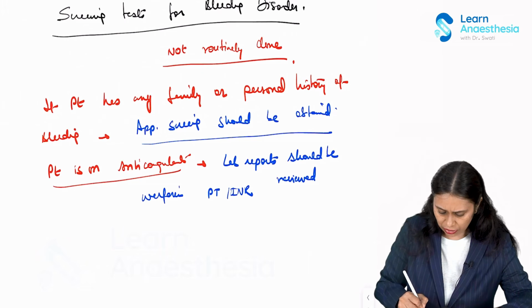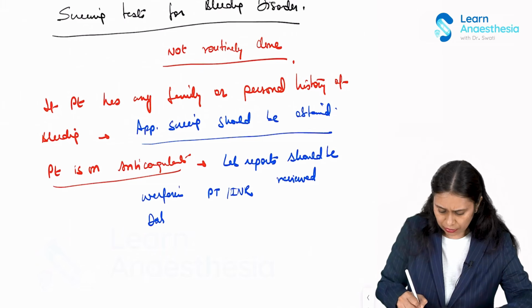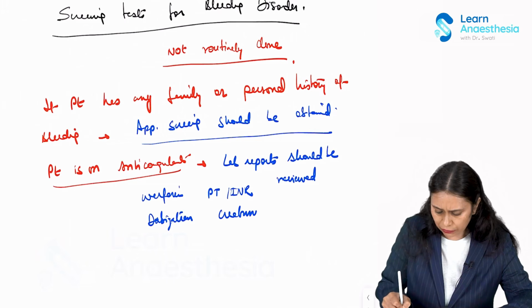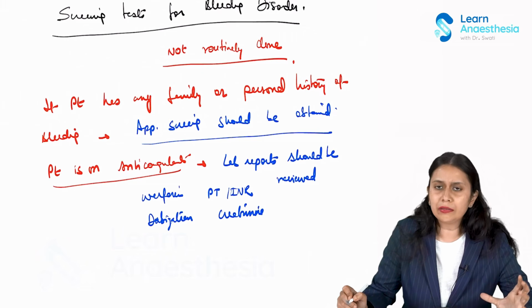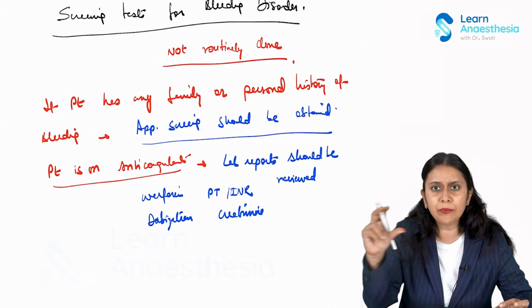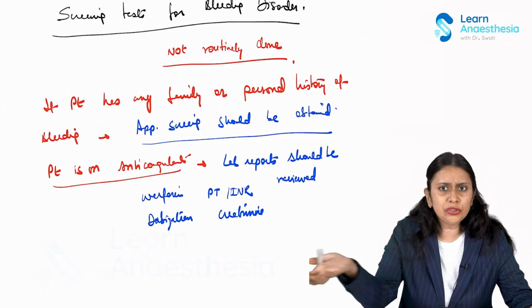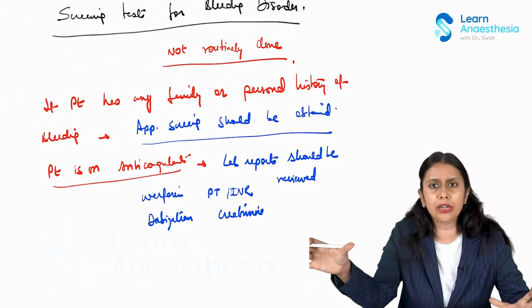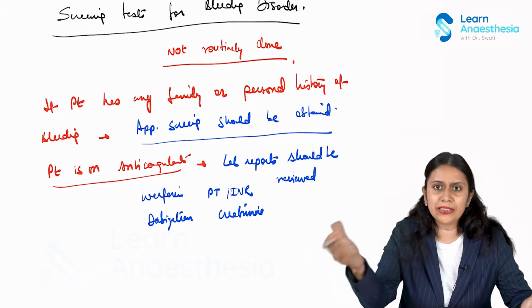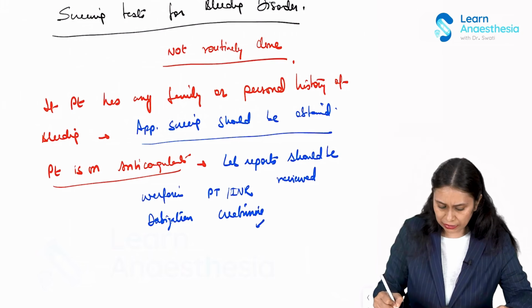Then, if a patient is on oral anticoagulants like dabigatran, etc., we need to review the creatinine of the patient. Why? Because depending upon the renal function, we have to decide the time period to stop the dabigatran before surgery. In a normal patient, we stop 24 hours prior to surgery, but in a patient with renal dysfunction, we need a longer duration for it to get eliminated, so we stop 48 hours before. So we get a creatinine done.